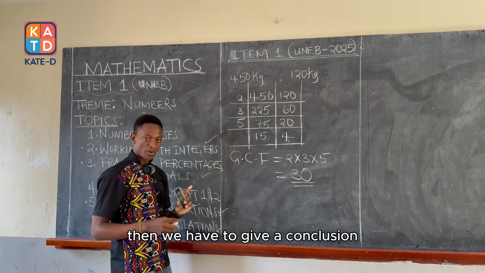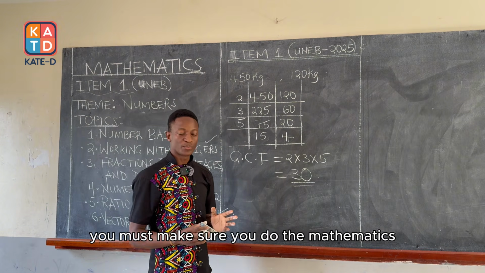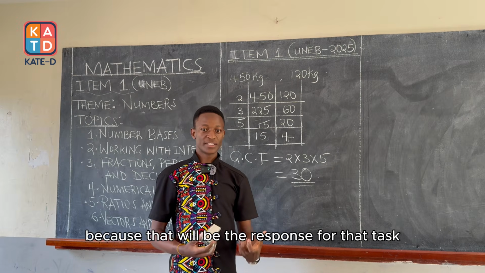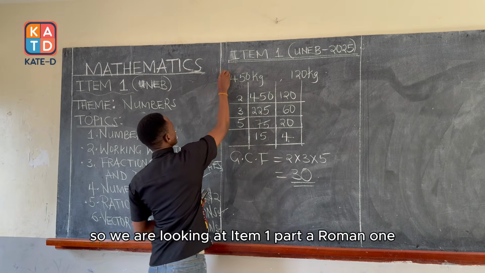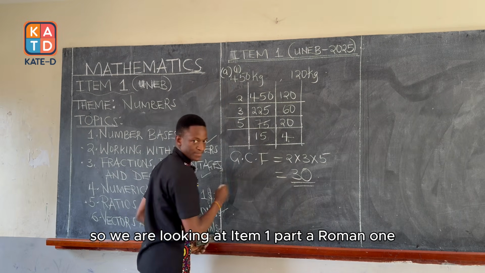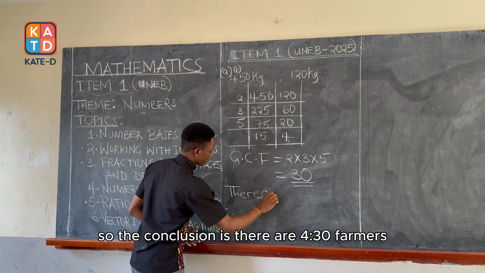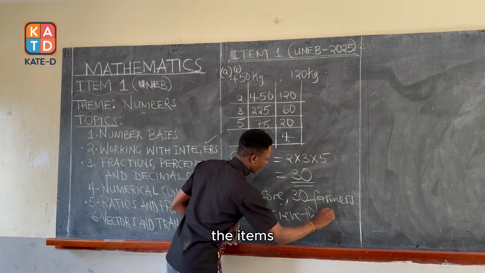Then we have to give a conclusion. If you are responding to any task, you must make sure you do the mathematics, but make sure you conclude, because that will be the response for that task. So we are looking at item 1, part A, Roman 1. The conclusion is, therefore, 30 farmers will receive the items.